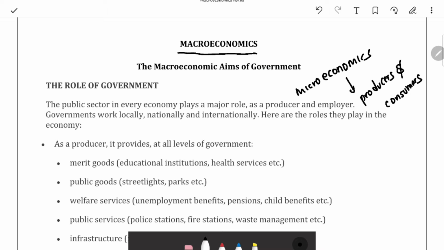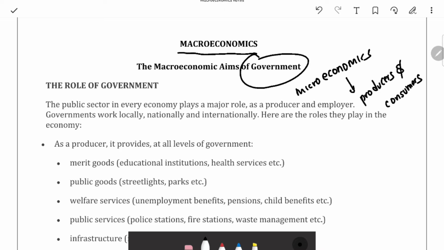But now for macroeconomics, it's only the government. So in chapters 4, 5 and 6, we'll be having a look at what the government does to, for example, help with the economy. What do they do in terms of taxes? What do they do in terms of resource allocation? What do they do in terms of employment and poverty? What are the actions that they take in order for the economy to get better and better? That's basically what the government aims to do.